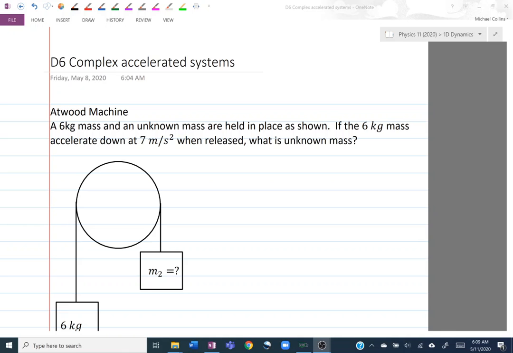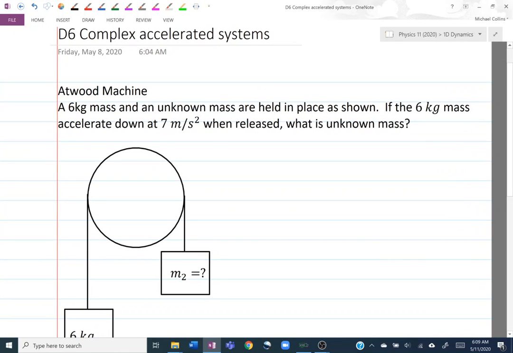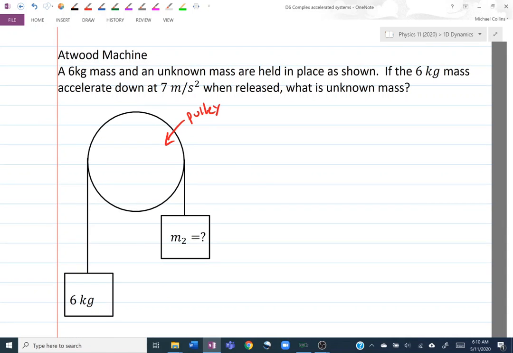Example 1 is about an Atwood machine. If you take a quick look at this diagram, you have two masses that are suspended over this guy, and this circle here is just a quick representation of a pulley. It's a massless, frictionless pulley, so you can imagine it doesn't have any mass, doesn't have any friction, it spins freely. If you see one of those circles, independent of size, we're just going to assume that it's a massless, frictionless pulley. And an Atwood machine is two masses suspended off this pulley so that when it's released, the masses can go up or down.